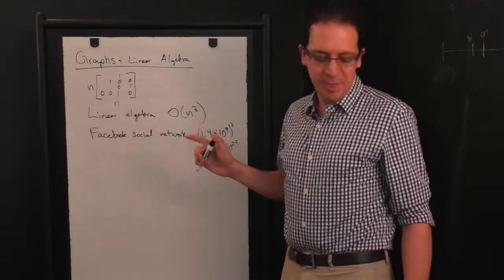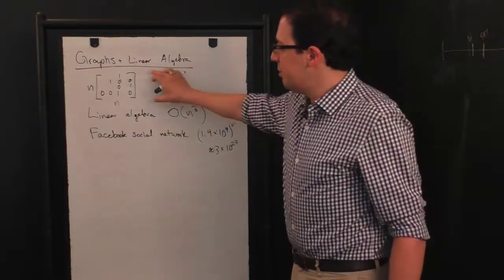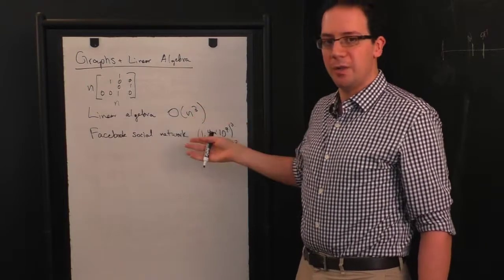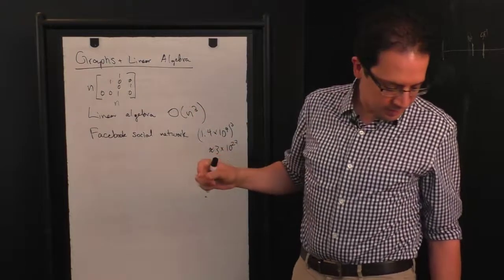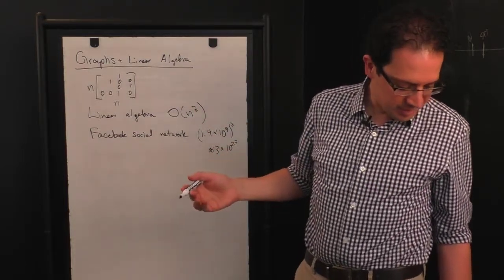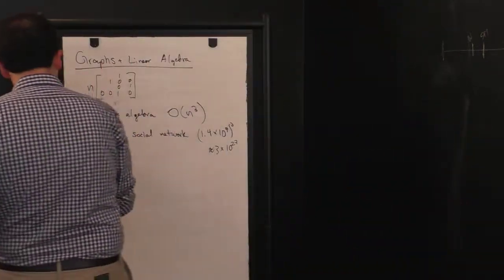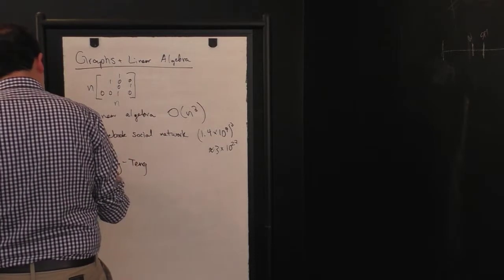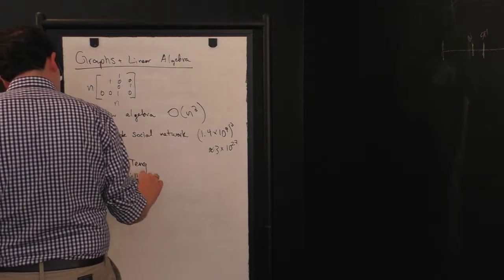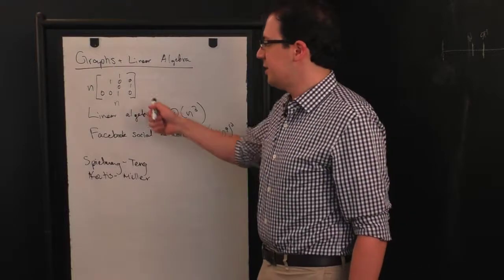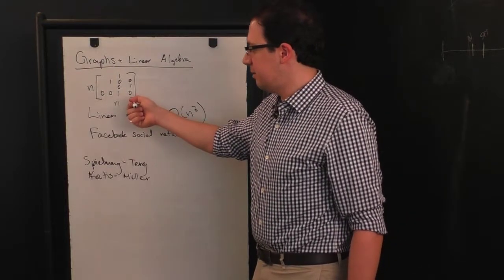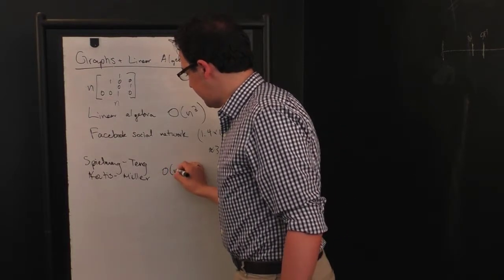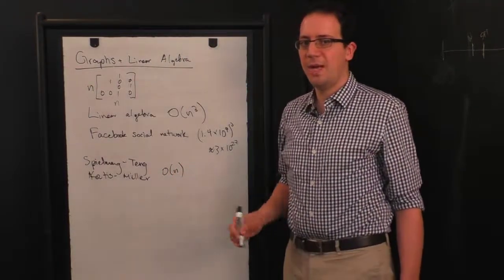But the great thing is, for matrices that come from graphs, there are actually better linear algebra algorithms you can use. Very recently, in the past decade or so, several groups of researchers showed that you could do much better. Spielman and Teng and Koutis and Miller showed that essentially for matrices coming from graphs, you can actually do linear algebra in order n time. Right? And this is what we like to see.